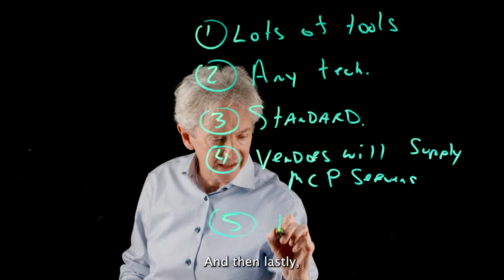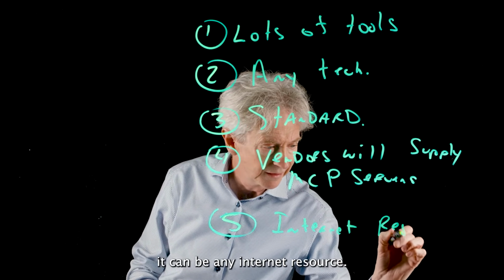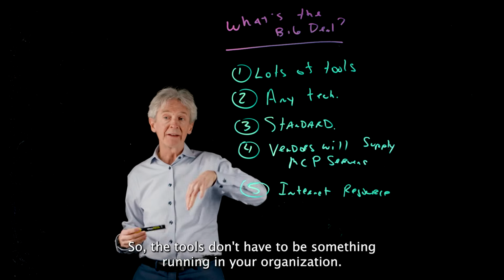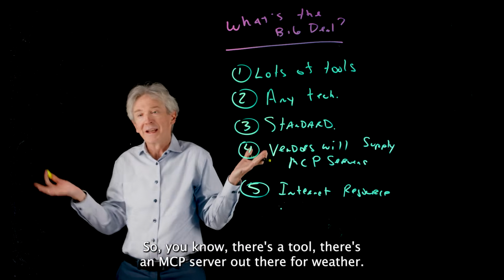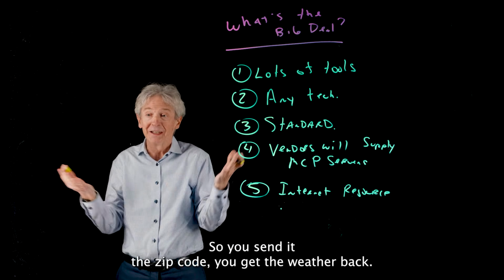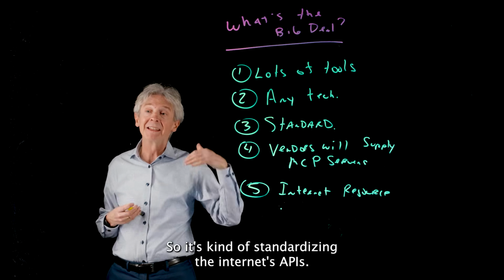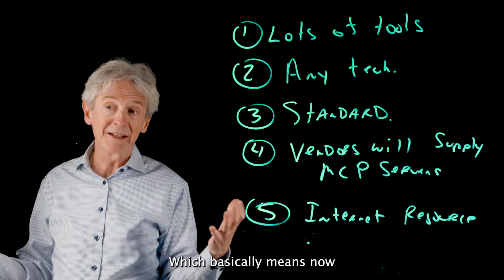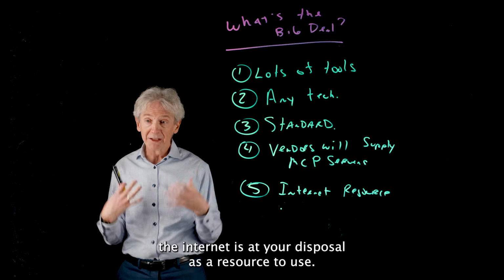And then lastly, it can be any internet resource. So the tools don't have to be something running in your organization. So, you know, there's an MCP server out there for weather. So you send it a zip code, you get the weather back. So it's kind of standardizing the internet's APIs, which basically means now the internet is at your disposal as a resource to use.